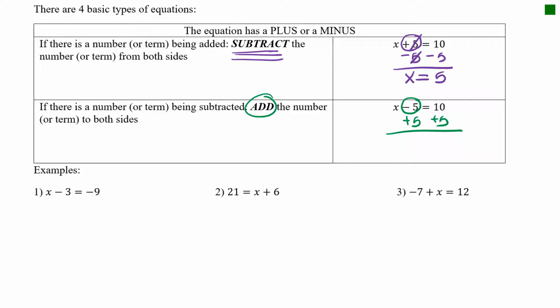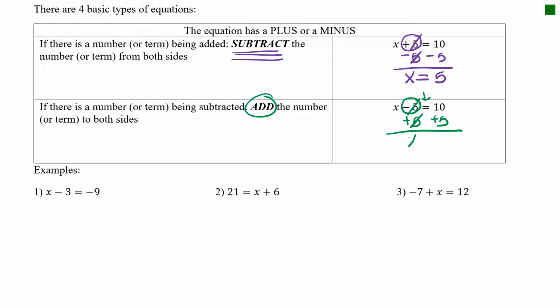Now remember, we have to do it to both sides. Whatever you do to the left side, you have to do to the right side. It's only fair. What if I give you $100 and don't give your brother $100? Well, that's fair. But what if I give your brother $100 and don't give you? Got to do the same thing to both sides to keep it equal.